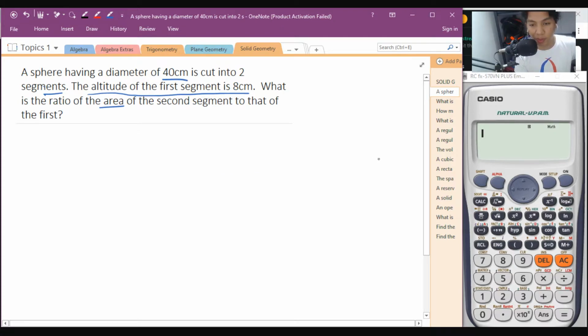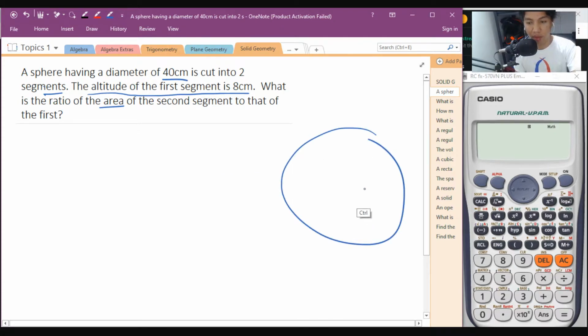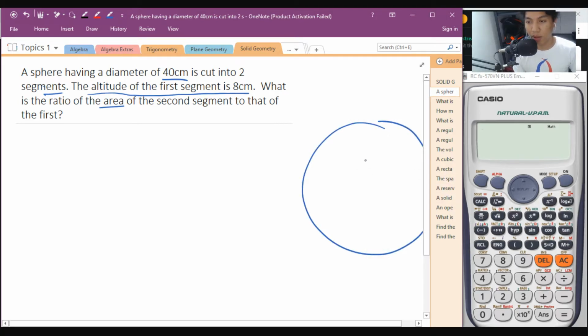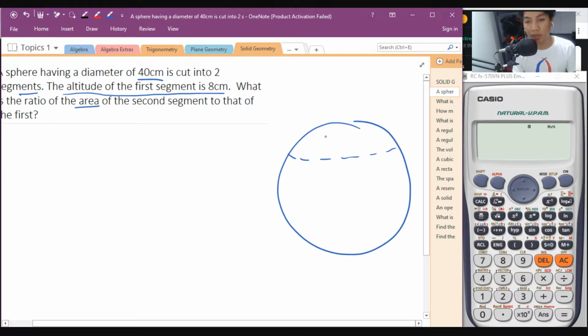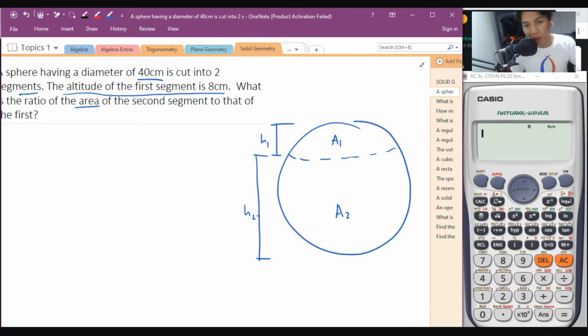Ayun. Yung sphere mo daw, mag-drawing ka dito. Ayan, may sphere. May sphere ka dyan. Okay? Yung sphere mo, hahatiin mo into 2 segments. Okay? Pag nahati mo into 2 segments, ibig sabihin, meron kang area 1, meron kang area 2. Meron ka ditong height 1, meron ka ditong height 2. Ayan. Ano lang po ang hindi nagbabago sa kanila? The same radius ang meron sila dyan. Okay? Now, since they came from the same figure, pwede mo namang gamitin yan. Yung ratio of the areas nila. Okay? Ratio of the areas.